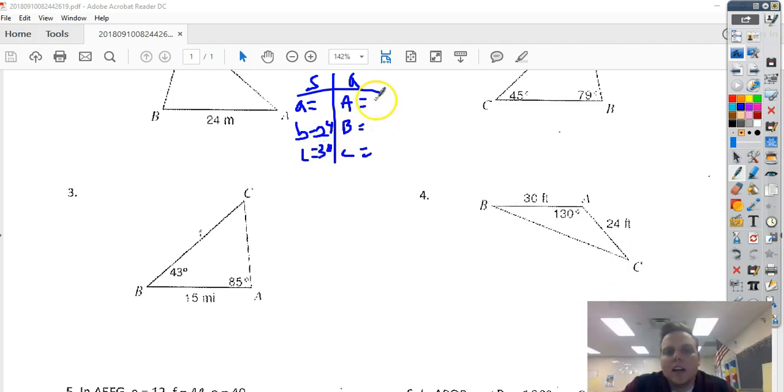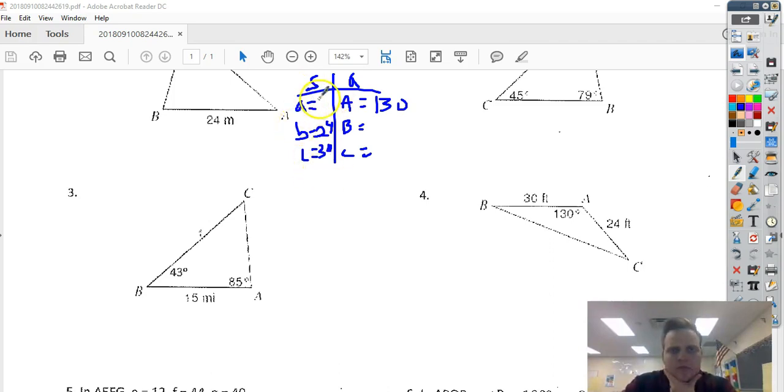Big A is 130. As you're seeing this, I have no pair of opposites, so it's straight to the law of cosines. You may be thinking, let's find an angle first, because then I can find the other angle really easily. Here's the problem. To find an angle using the law of cosines, you must know all three sides. I can't use the law of sines at all because I don't have a pair of opposites. Do I know all three sides?